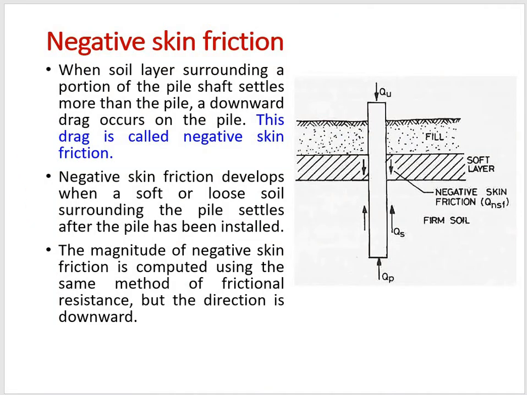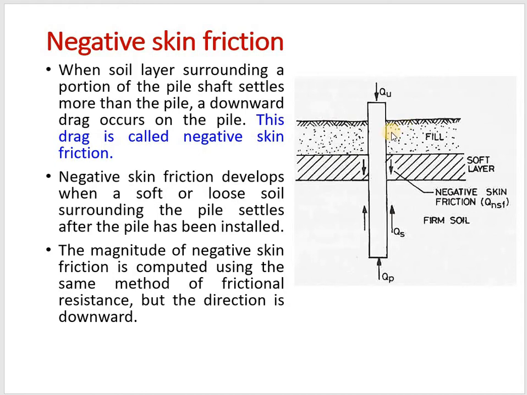Next is negative skin friction. So what is negative skin friction? In many situations, what happens is that when the surrounding soil settles considerably, if you are driving a pile, after sufficient driving or after construction, when the surrounding soil gets settled considerably more than the pile, then there will be a down drag of the pile. So this down drag is termed as negative skin friction.